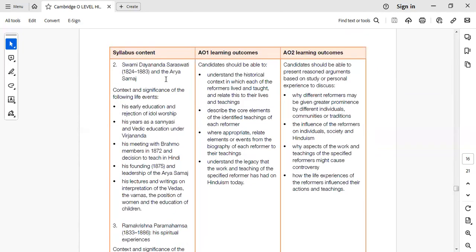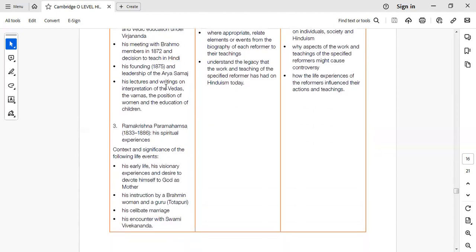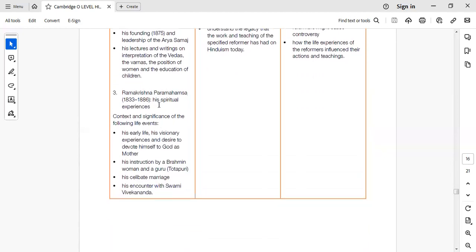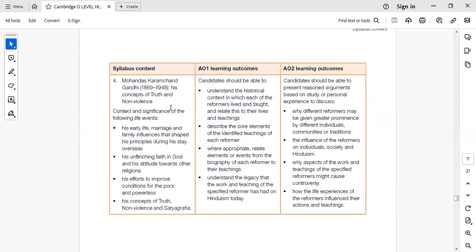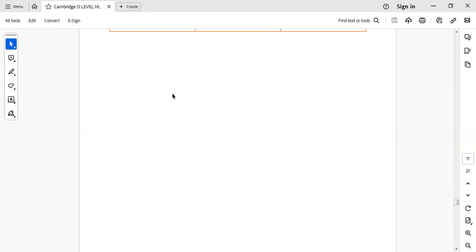Swami Dayanand and the Arya Samaj, Ramakrishna Paramhamsa and his spiritual experiences. And number 4, Mohandas Karamchand Gandhi, truth and nonviolence. So this is your paper 2, section C.